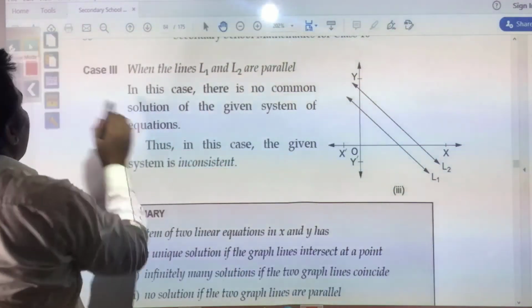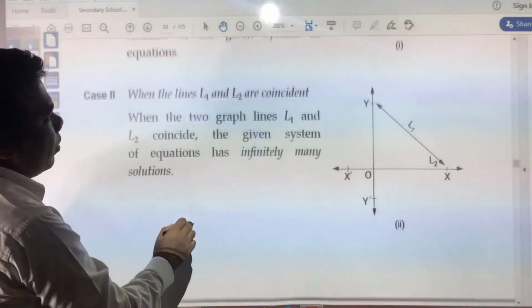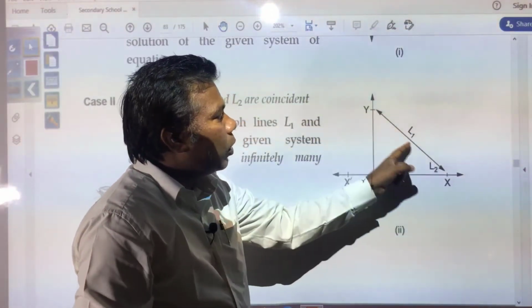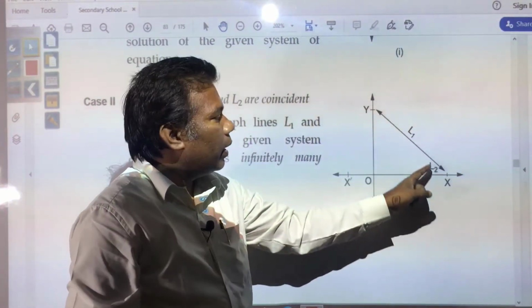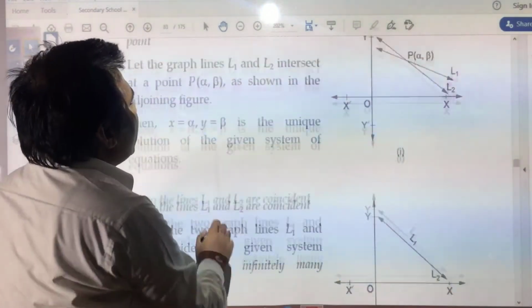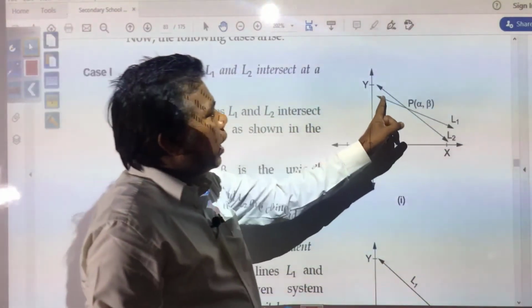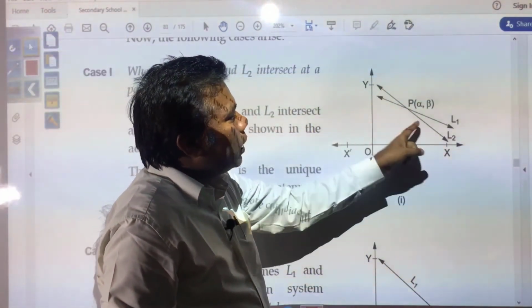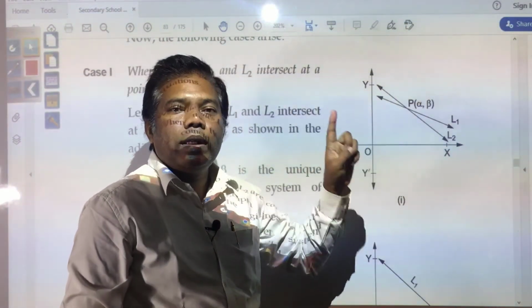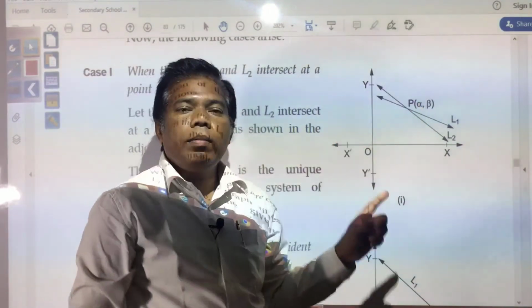When you have an infinite number of solutions, then both the lines L1 and L2 will coincide, and when you get one unique solution, at that time both the lines L1 and L2 will intersect at a point and you will get a unique solution alpha and beta.